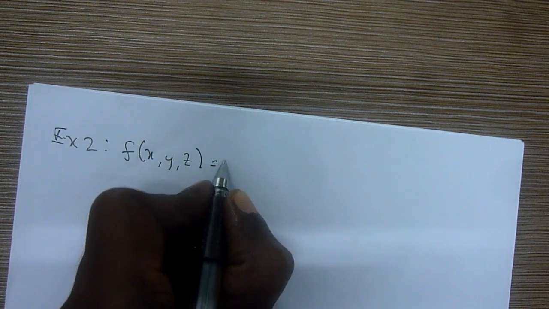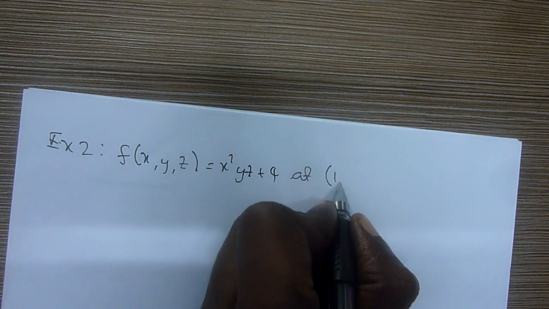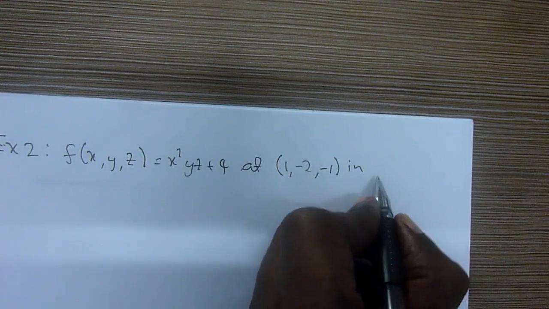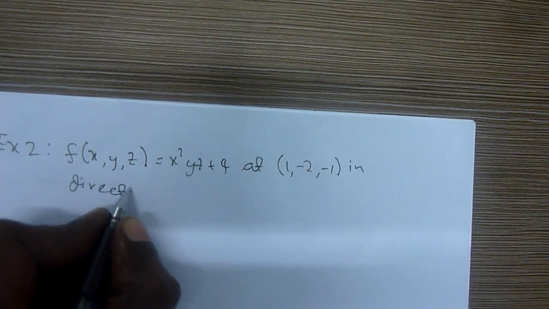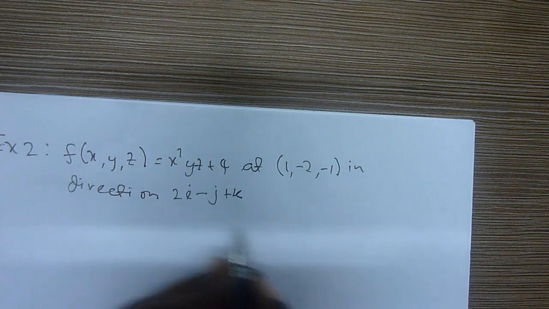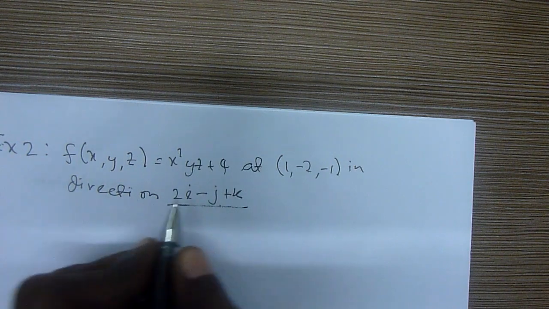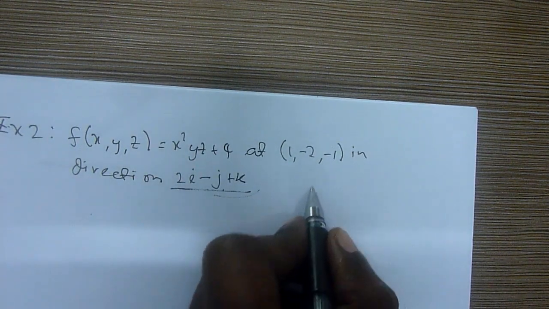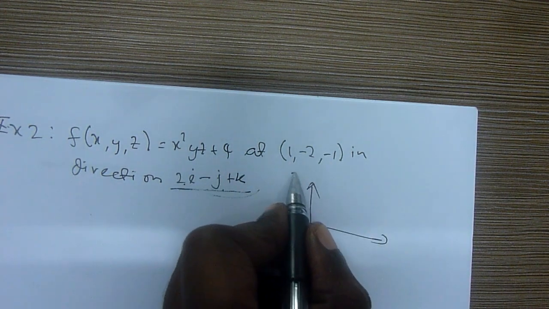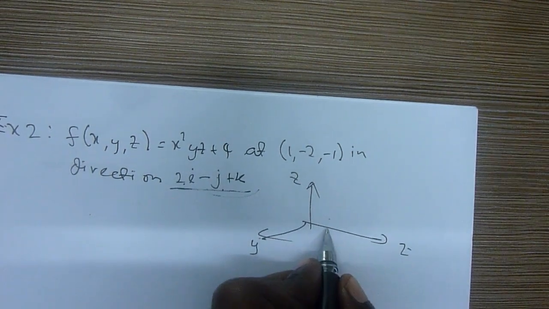ask you the questions. Here is x²yz⁴ at (1, -2, -1) in the direction 2i minus j plus k. Okay, imagine this as a straight line. You must remember what I mean by straight line here. Okay, you see i, x, z, y, j. It's not a curve. You can see this is a straight line.